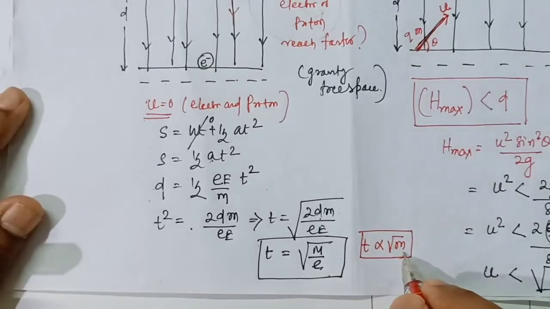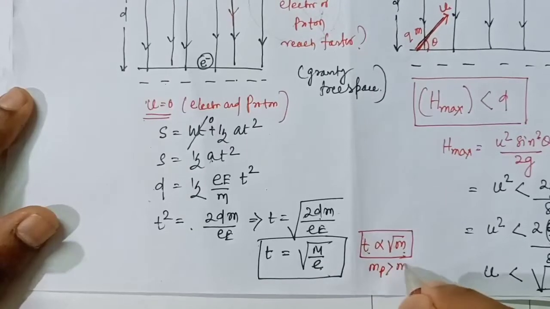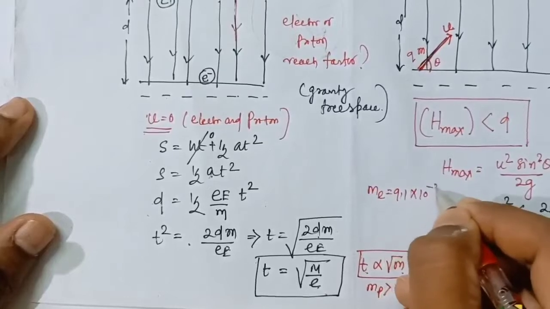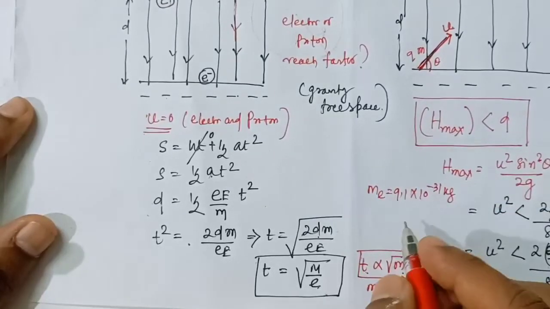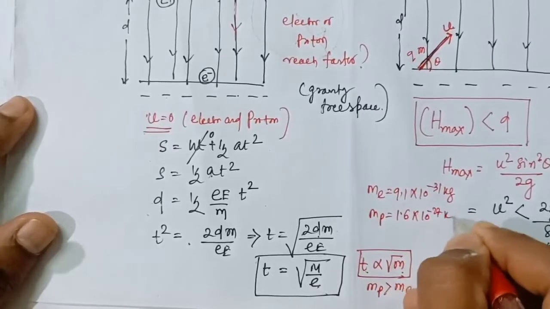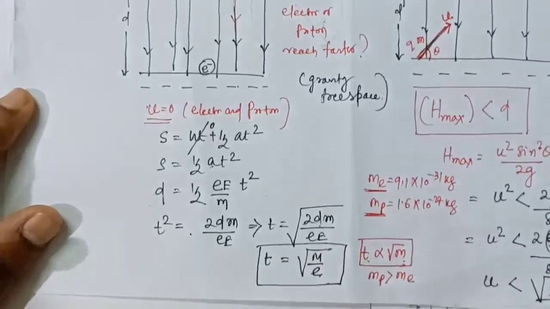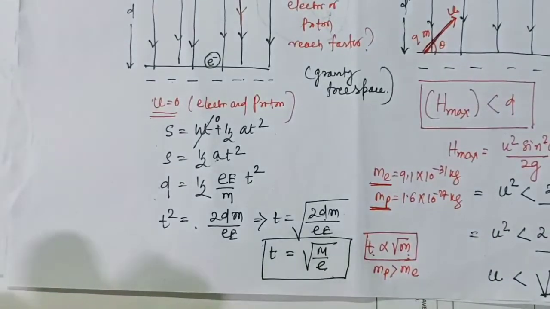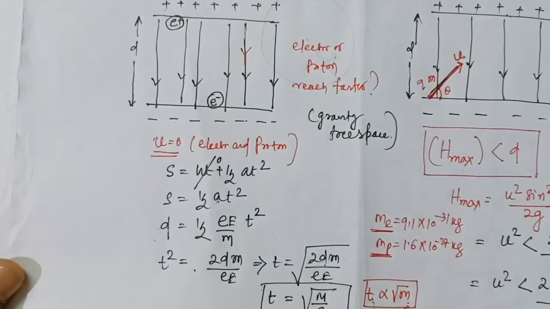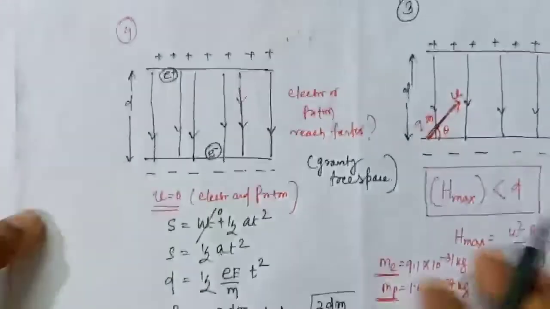So greater is the mass, greater is the time taken, and we know that the mass of proton is greater than the mass of electron, because the mass of electron is 9.1 into 10 to the power minus 31 kg, and the mass of proton is about 1.6 into 10 to the power minus 27 kg. So the proton is heavier than the electron, so the proton will take more time, and definitely the electron will reach quicker compared to the proton.